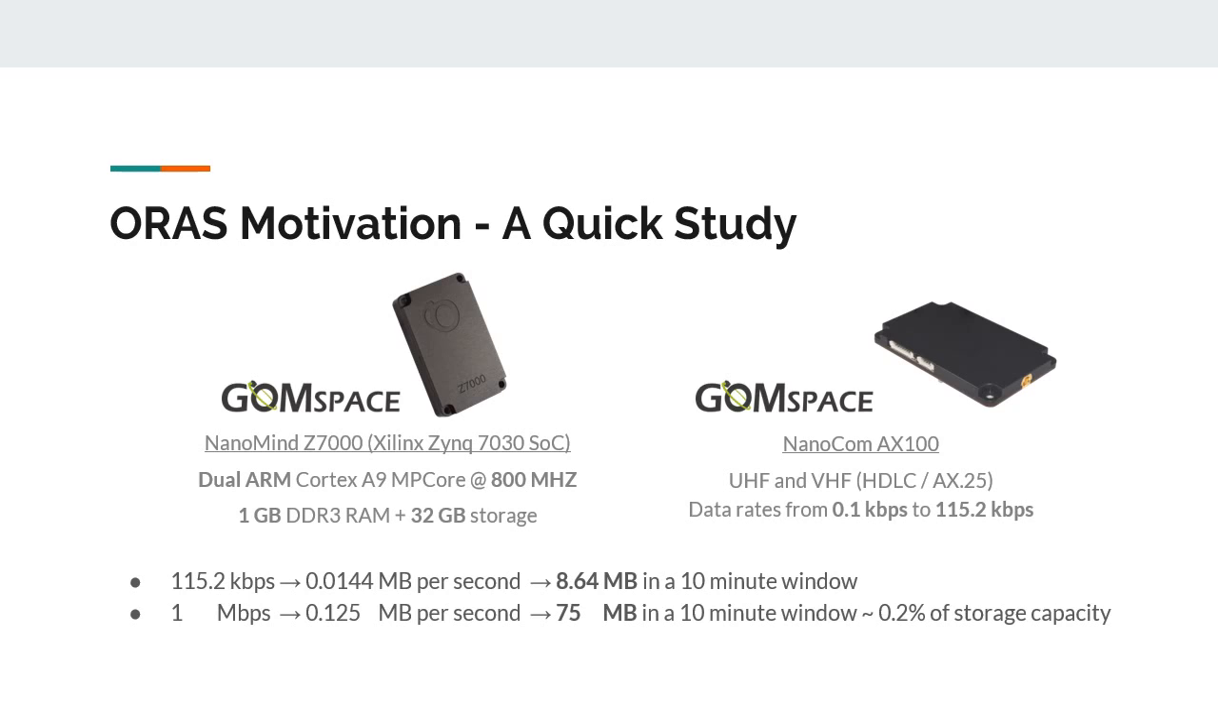But this remarkable increase in performance in terms of storage and processing is unfortunately not seen in communications equipment. Let's go to the subsystem on the right. We are talking about Magnum.com, which is also a very popular CubeSat subsystem working on the UHF and VHF bands, and we can see that the data rates range from a few kilobits per second to a few hundred kilobits per second.